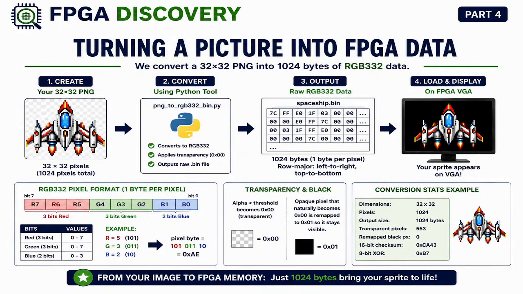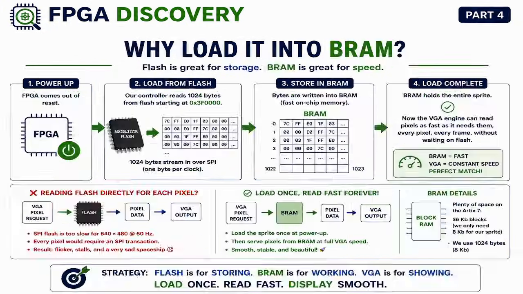We also reserve 0 as our transparent value, so transparent areas of the PNG don't appear as part of the sprite. The Python program also calculates a checksum. Our Verilog controller calculates the same checksum after loading the sprite, giving us a simple way to verify that the correct 1024 bytes actually made it from flash into the FPGA.